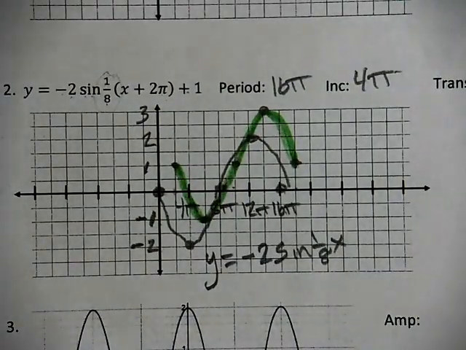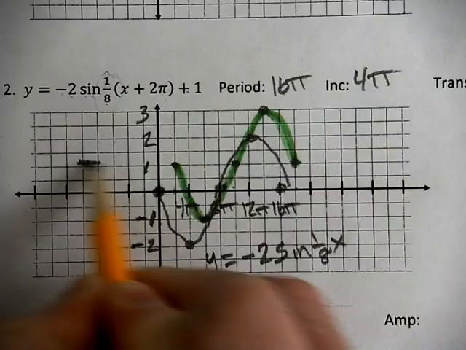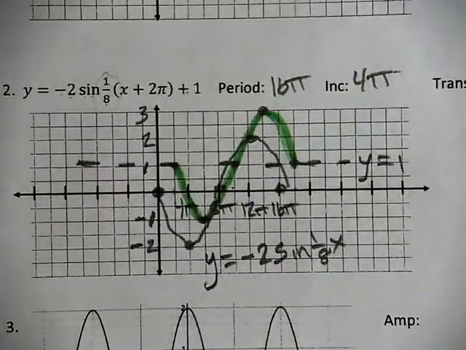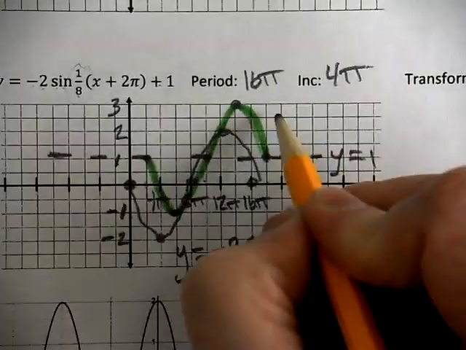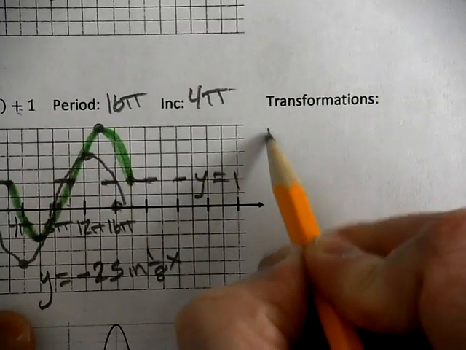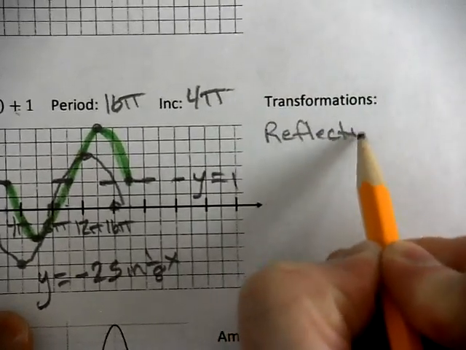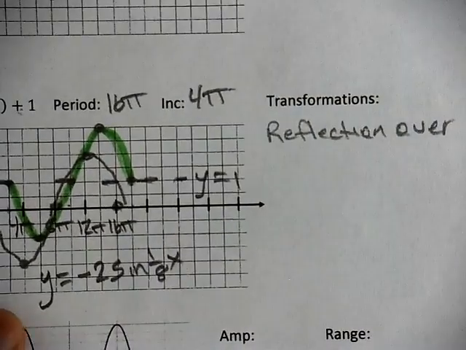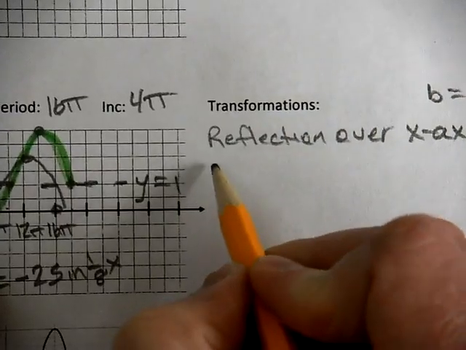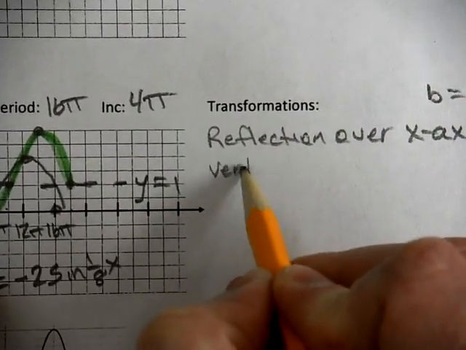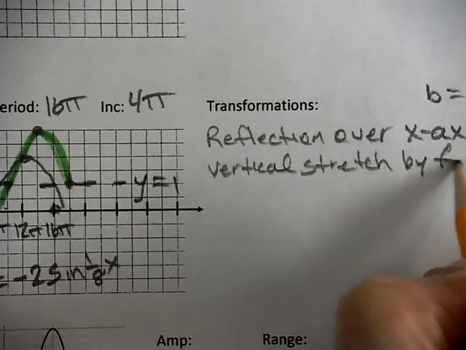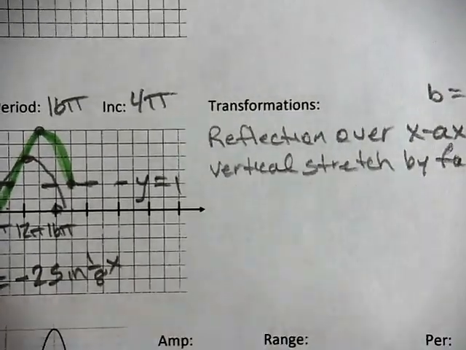There it is. We have a midline. That midline has all of these points here at y equals 1. This graph is that long one. Our transformation: we have a reflection over the x-axis. We have a vertical stretch by a factor of 2. That's the A value.